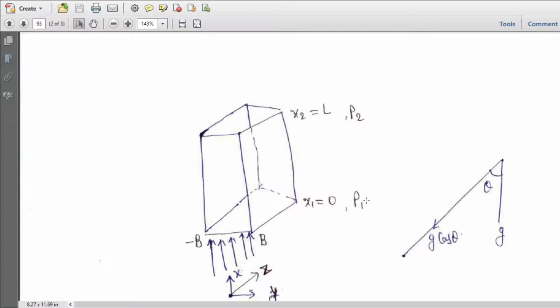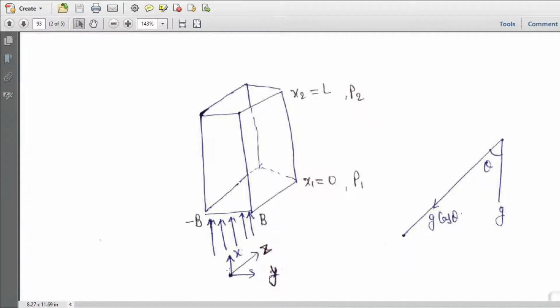So you have pressure at the inlet P1, and pressure at the outlet P2. g is acting vertically downwards, so the direction of flow is considered as X. Z direction is considered along the width of the plate, and Y direction is perpendicular to the plates.